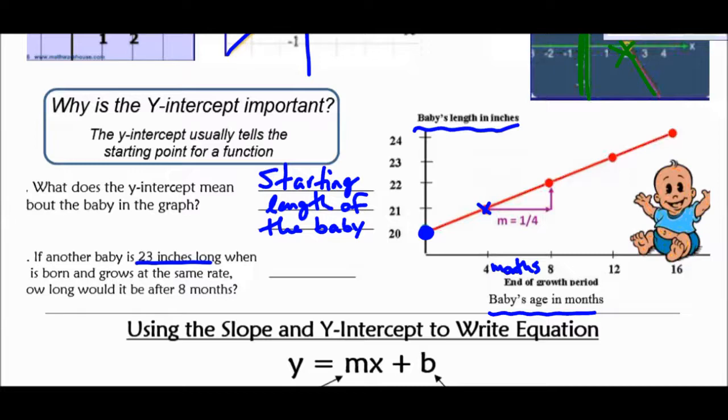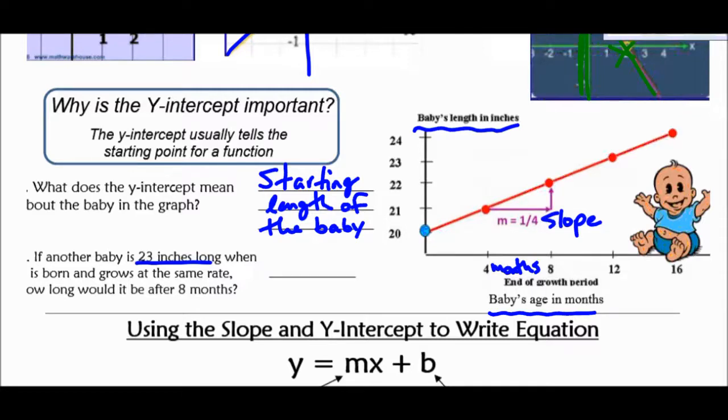Okay, and then we can see they're showing us our slope here of 1 over 4. That's saying that it's going up 1 inch every time it gains 4 months in age. So it's going up 1 inch every 4 months.